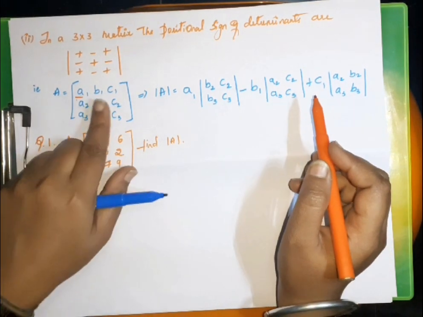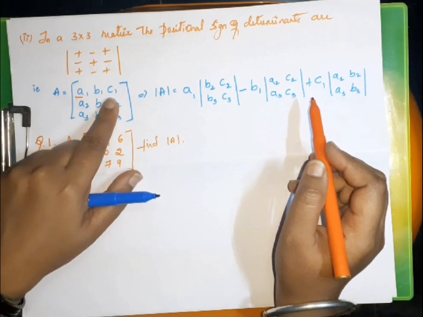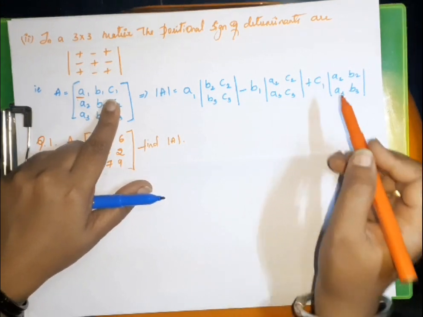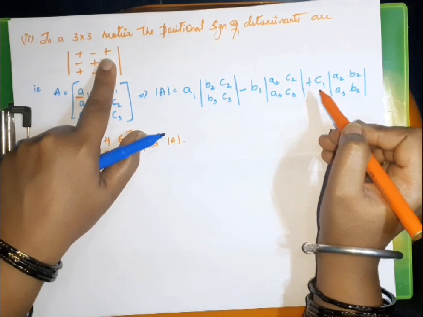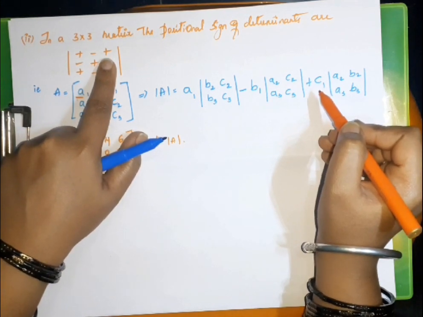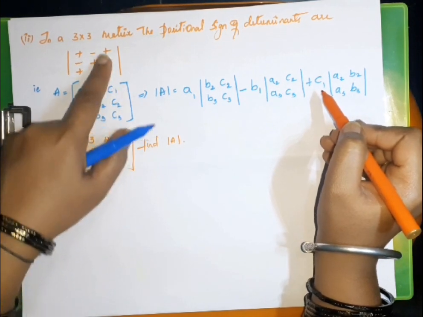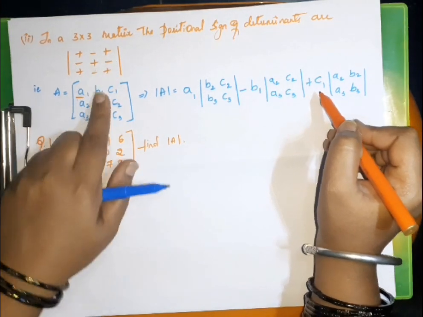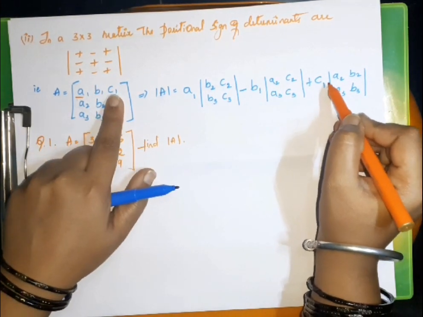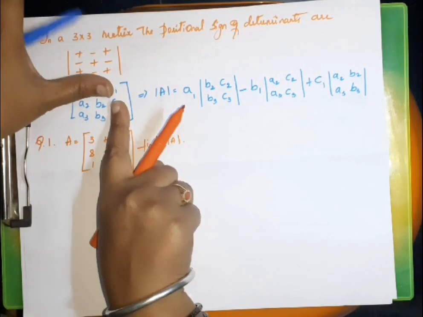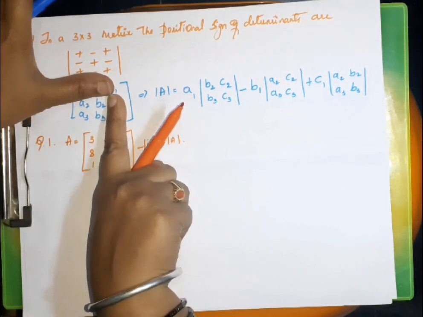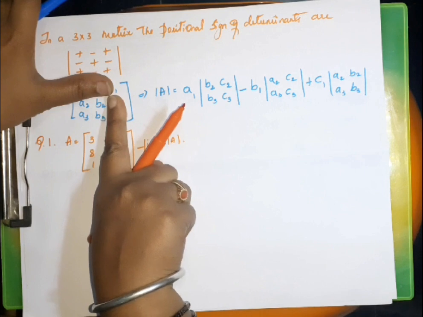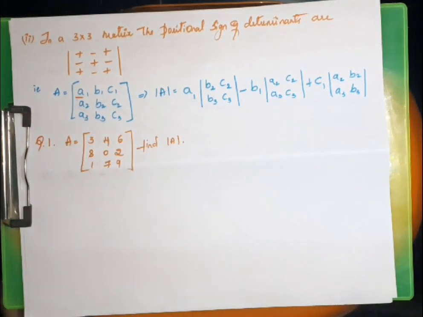Again, look at the third element, that is C1. The positional sign for the third element is plus, so write plus C1. If you are considering C1, eliminate the row and column it belongs to. The remaining elements are A2, B2, A3 and B3. This is how you write the elements first, then simplify it.